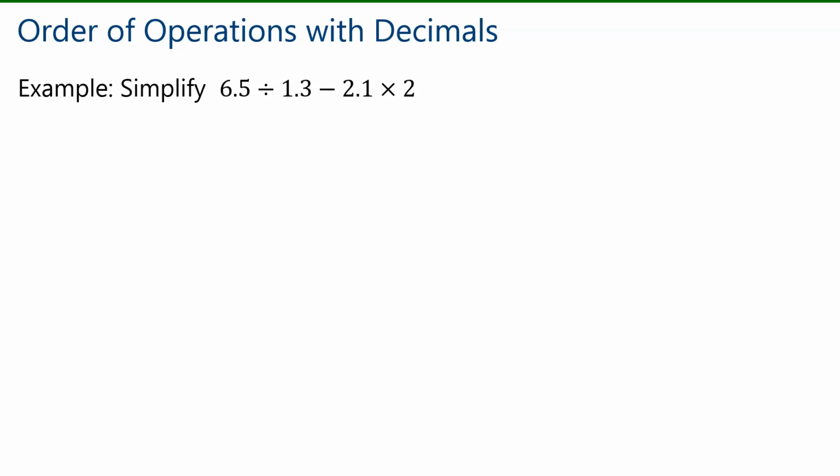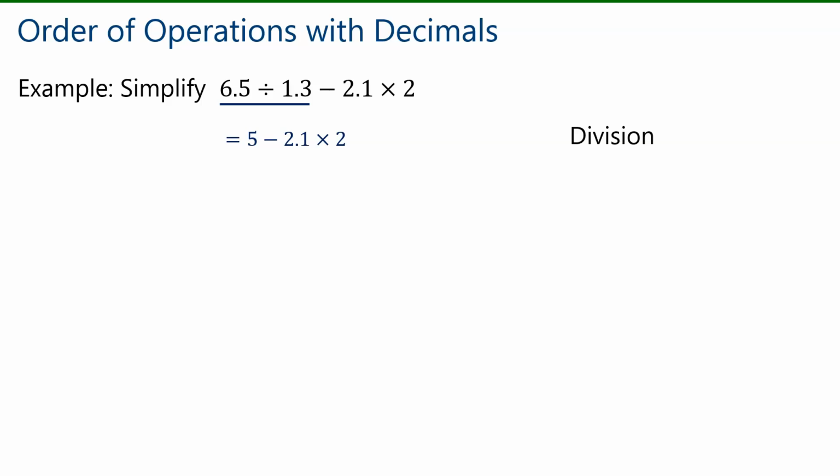So now let's do some more practice, this time with decimals. We have to simplify 6.5 divided by 1.3 minus 2.1 times 2. Now we don't have any brackets this time, so now we'll do multiplication and division. And since division is first, we'll do that. 6.5 divided by 1.3 is 5. So now I have 5 minus 2.1 times 2.